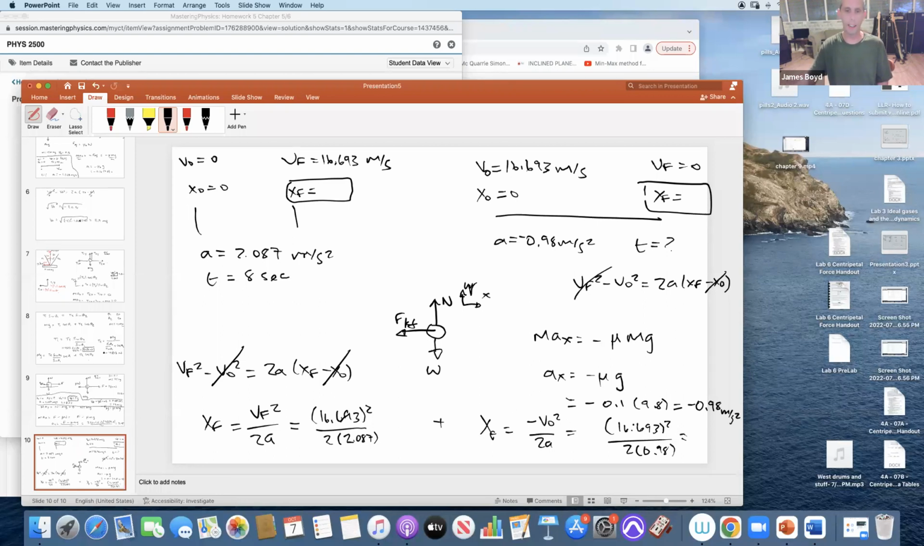All right, and then we're going to add these two X finals together. So 16.693 times 16.693 divided by 2 times 2.087 is 66.76, plus 16.693 times 16.693 divided by 2 times 0.98 is 142.17. And so his total is 208.9, so 209 meters.